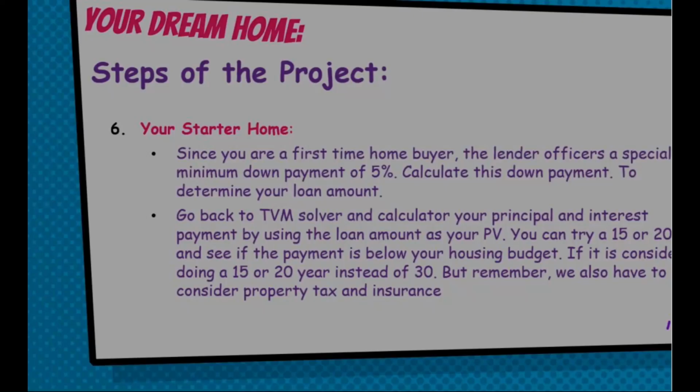Once you know what your loan amount is, you're going to determine your estimated actual monthly payment. You're going to do that by using your TVM solver to find your P&I, your principal and interest, just like I did in the example. And this is where I would recommend doing a 30-year, but you can choose one just as long as it fits within your budget. It shouldn't take you that long to do all three. But remember, we also have to consider property tax and insurance. So the TVM solver is going to give us just our principal and interest payment.